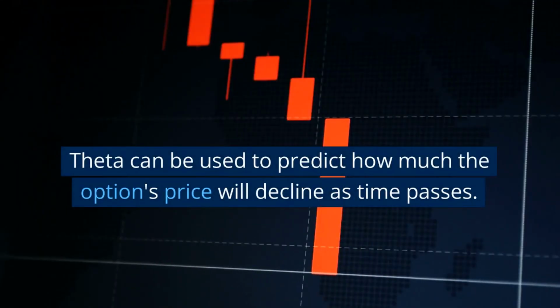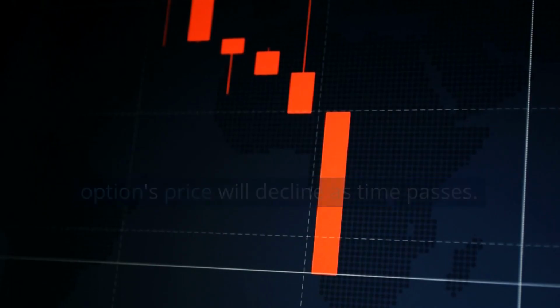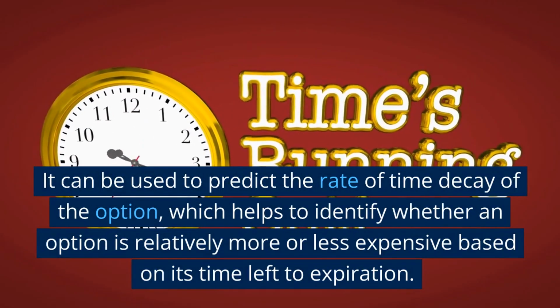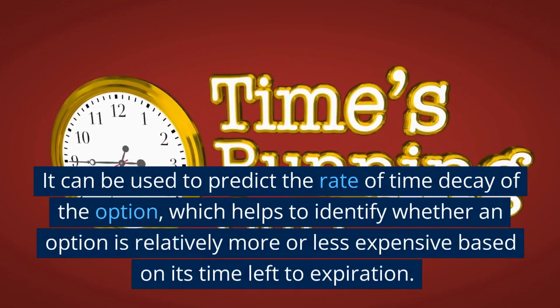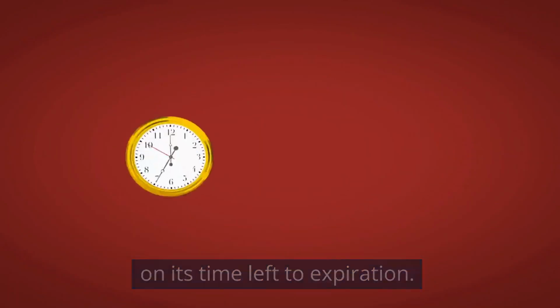Theta can be used to predict how much the option's price will decline as time passes. It can be used to predict the rate of time decay of the option, which helps to identify whether an option is relatively more or less expensive based on its time left to expiration.